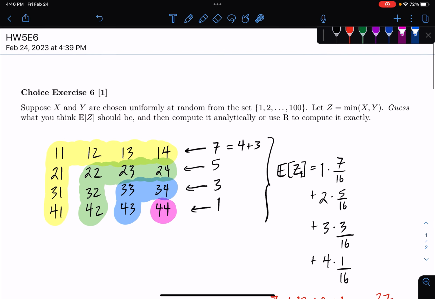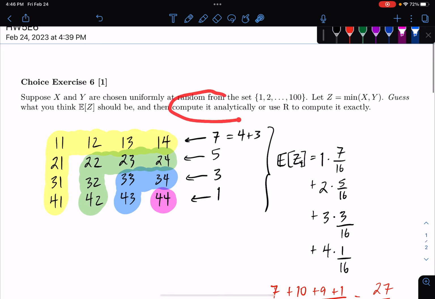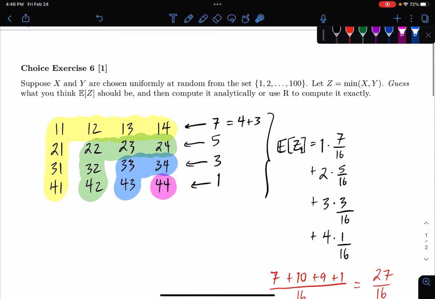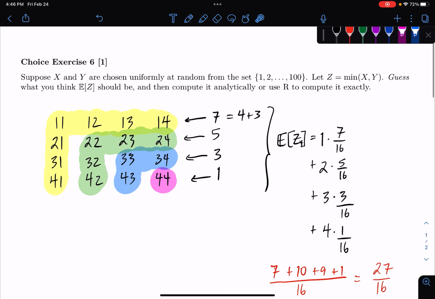Now you might be wondering, okay, that's a pretty analytic computation, but what if we're going to use R to compute this thing exactly? How could we do that? There are some different techniques, but R can actually handle looking at all 100 by 100 things. So you could look at all 10,000 combinations of X and Y. Since they're chosen uniformly at random, it's equally likely to be any possible pair. So you could look at all 10,000 of them, take the minimum value, and literally just average over the 10,000.